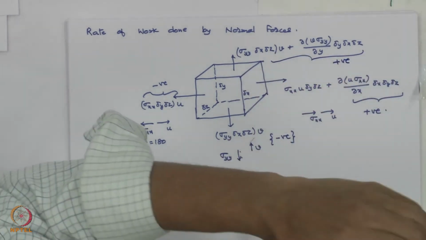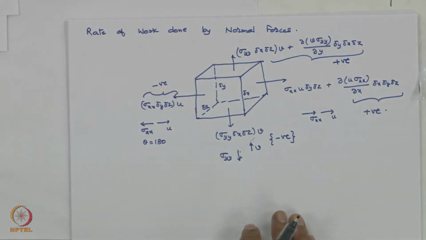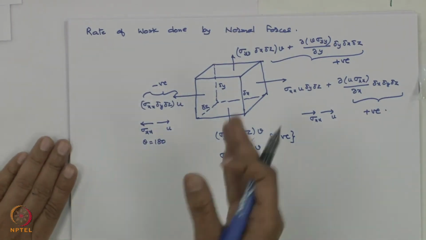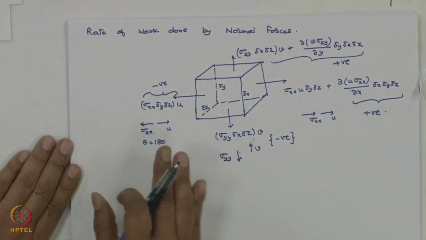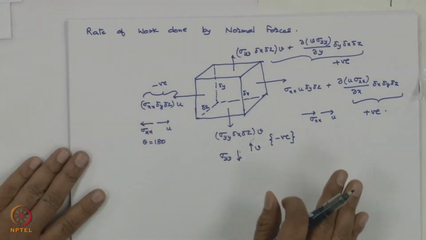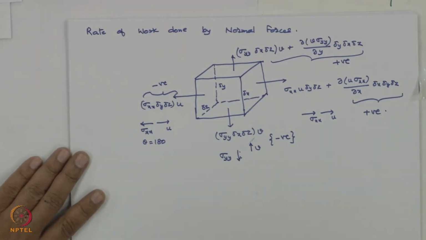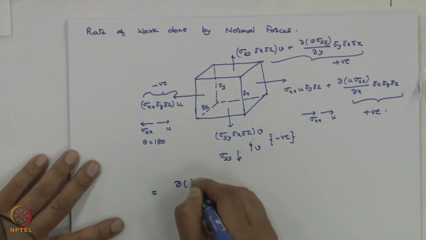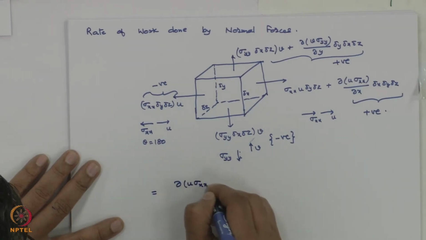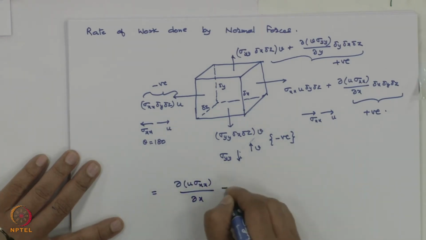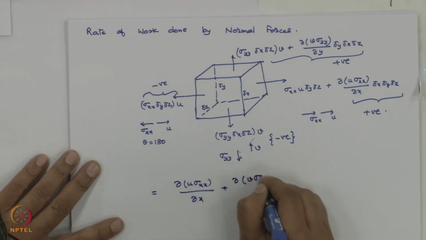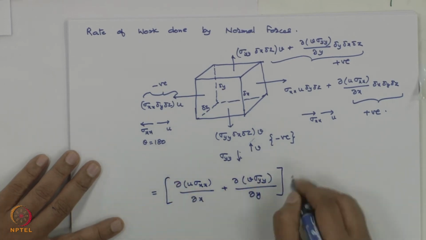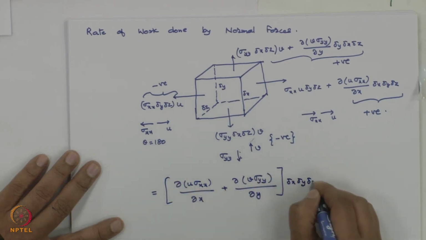This is where students get confused about where to take negative and where to take positive. This is how we can understand ourselves, so that they also understand what to take negative and what to take positive. So we get del of u sigma xx upon del x plus del of v sigma yy upon del y, into delta x delta y delta z.